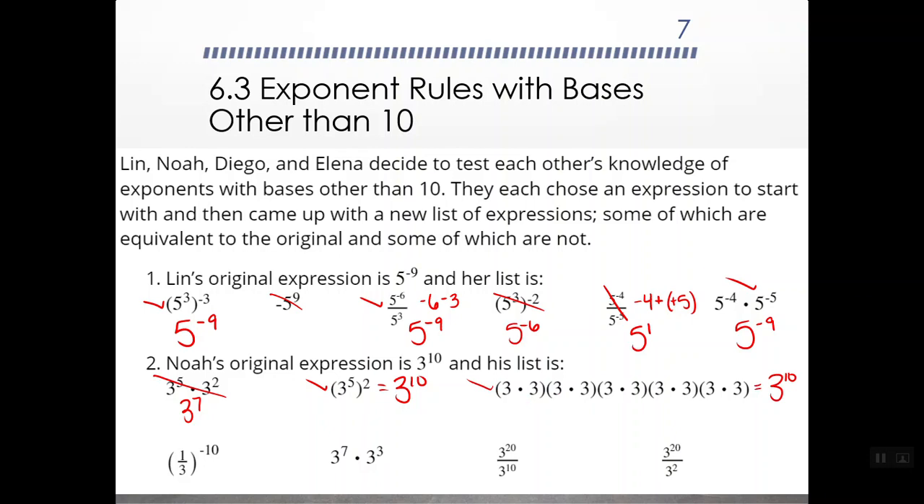We have 1/3 to the negative 10th power. So remember how that works. That means that this needs to go underneath.